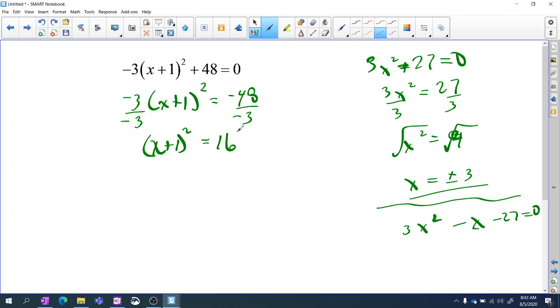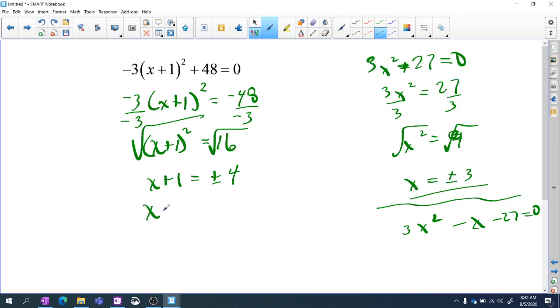All right, so negative 48 divided by negative 3 is 16. Take the square root of both sides. We're going to get x plus 1 equals plus or minus 4. Remember, you need the plus or minus because you're trying to solve for an unknown, and you need to be able to get all possible solutions. If you just do principal square root, you will only get one answer.